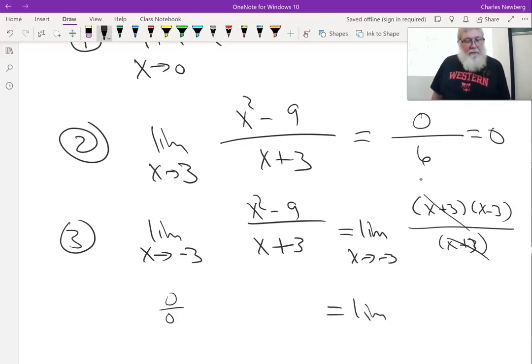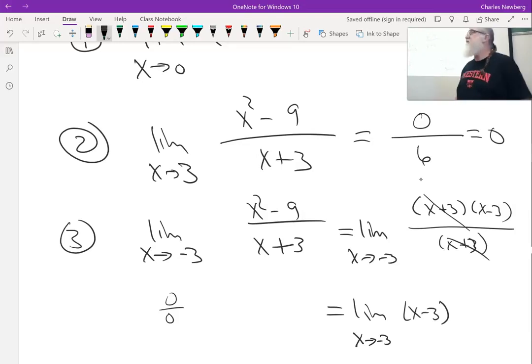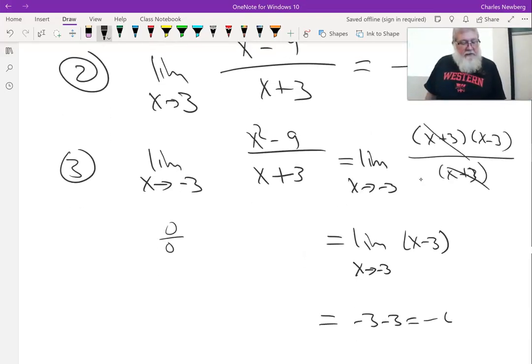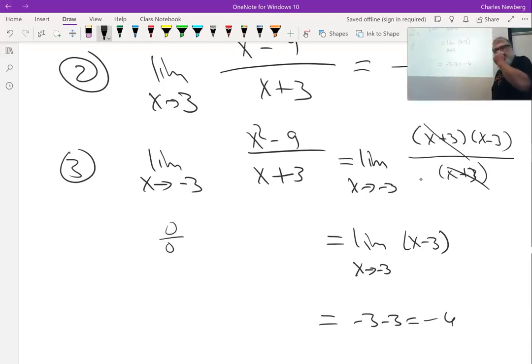And now, what do we have left in that limit now? What type of function? What is that, class? Well, we could call it a line or we could call it what? A polynomial, either one. And can we do direct substitution now since it's a polynomial? Absolutely. So we put in minus 3. Minus 3 minus 3 is what? Minus 6.